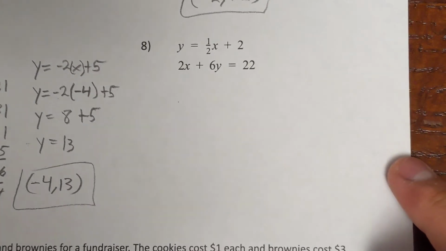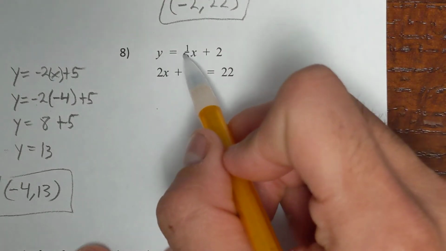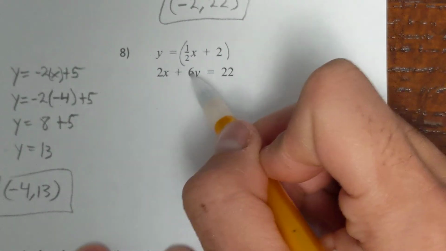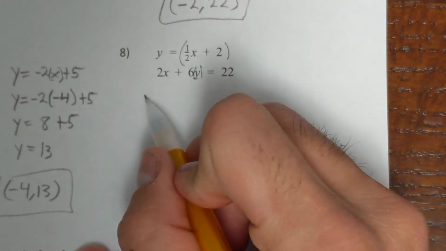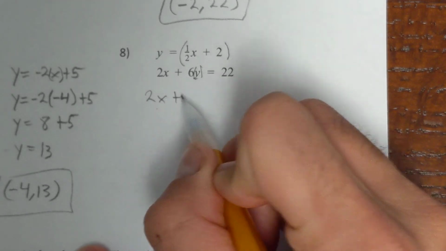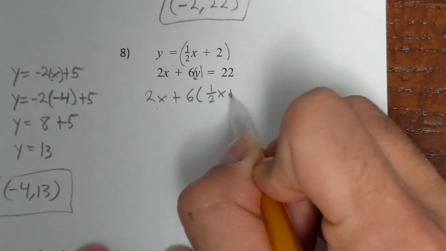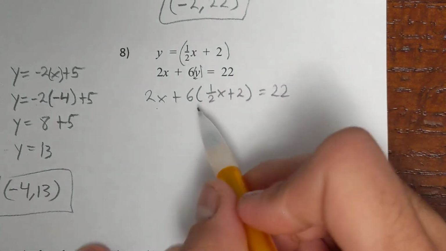Alright, moving on to 8. Same thing here. y is equal to 1/2 x plus 2. I'm going to put this in parentheses, and I'm going to put parentheses around my y. And now I know what to substitute. So I get 2x plus 6, parentheses, 1/2 x plus 2, close it, and 22. I'm going to distribute.